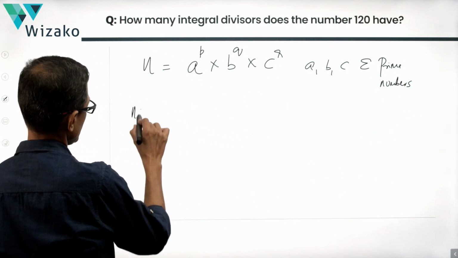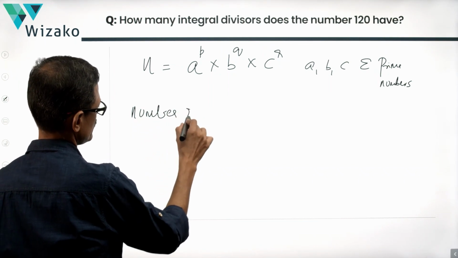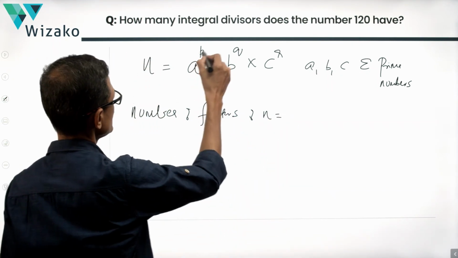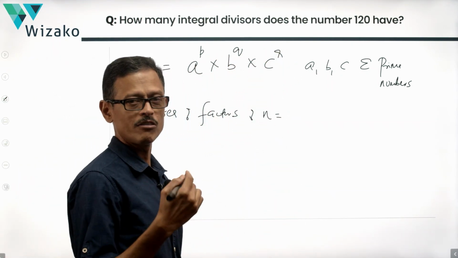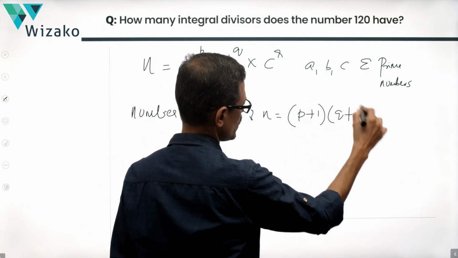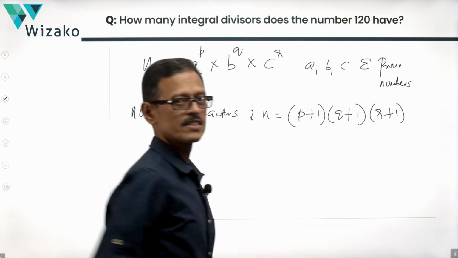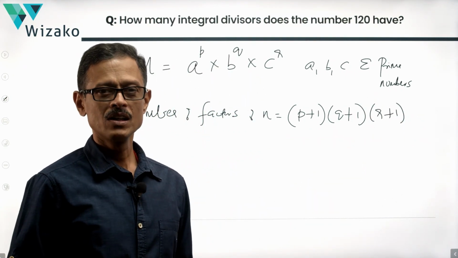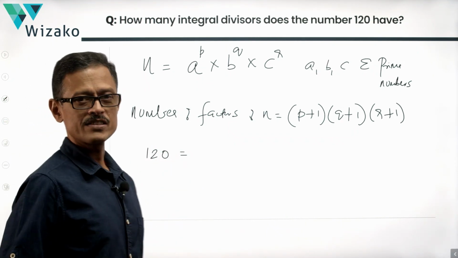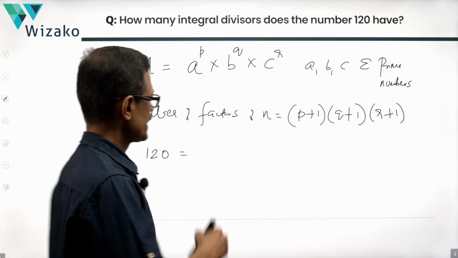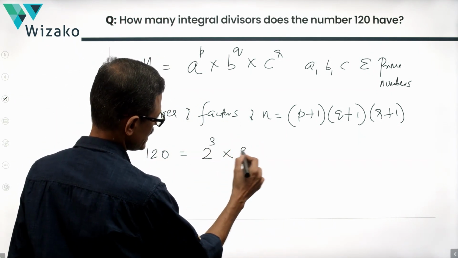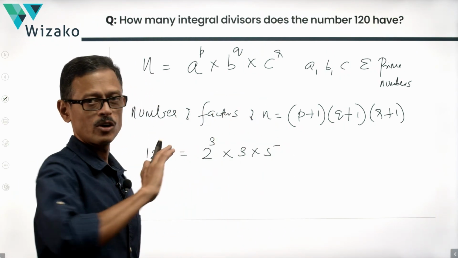Number of factors for n is going to be equal to, increment these indices, increment these powers by 1 and multiply them. p plus 1 into q plus 1 times r plus 1 will give us the total number of factors for the number. So let's set about prime factorizing this 120. 120 on the face of it is 15 into 8. 8 is not prime, so we'll write it as 2 cube, so 8 done. 15 is not prime, which is nothing but 3 times 5. So 2, 3, 5 are all prime factors.